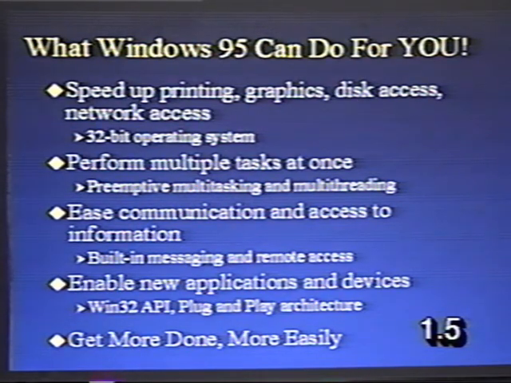Windows 95 will enable a whole new generation of applications and devices. This is known as the Win32 API and plug-and-play architecture. Again, this means that a whole new generation of applications can be written based on this new 32-bit operating system. And plug and play means a whole new generation of hardware can come out which the Windows 95 operating system can very easily recognize and configure without any user intervention. The bottom line on all this is Windows 95 will allow you to get more things done, and you'll be able to get them done more easily.